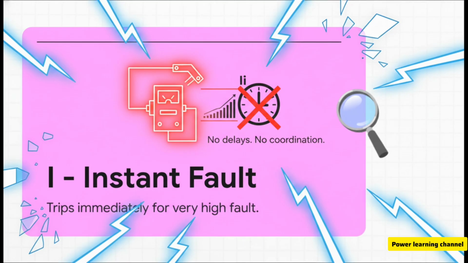When it reaches its I pickup value, which is often calculated as a much higher multiple of your base IN rating, like 10 or maybe even 15 times, it trips the breaker instantly. No delays, no coordination, just immediate survival.